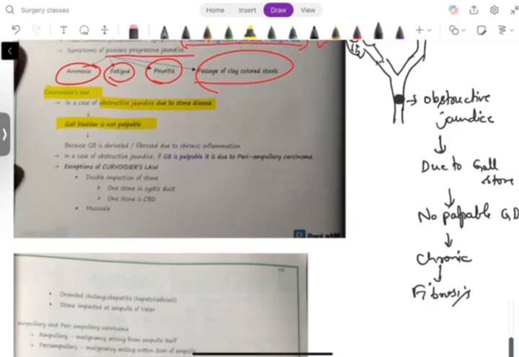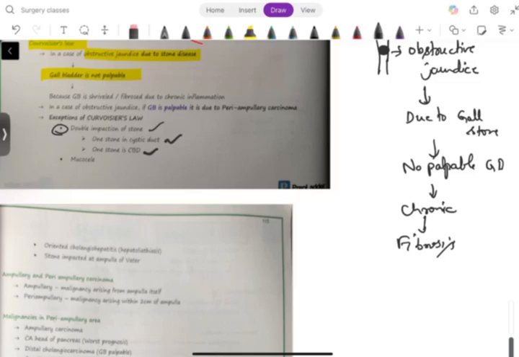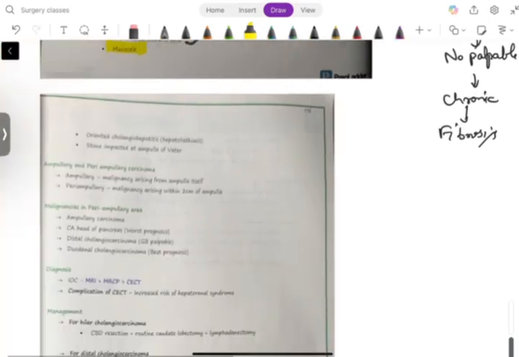Then exceptions: if there is double impaction of stone, that is one in the cystic duct and one in the common bile duct, then the Courvoisier's law is false. Okay? Then if there is a mucocele, then also Courvoisier's law is false. Okay.